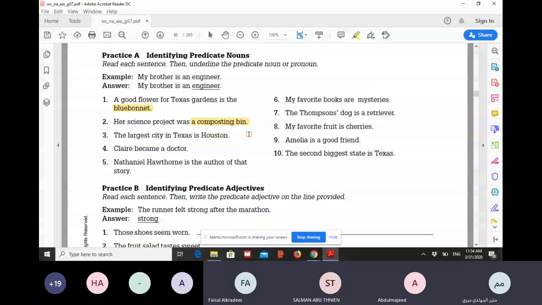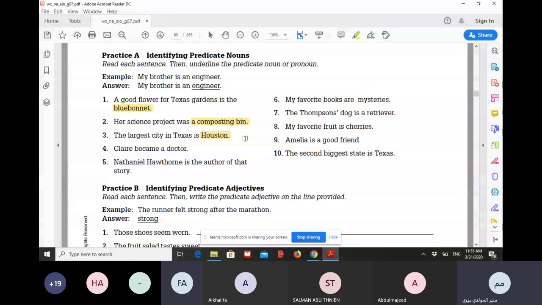Muhammad Khalif. The largest city in Texas is Houston. Very good. What is it? Is it pronoun or noun? Noun. Houston is a noun. It is a predicate noun.